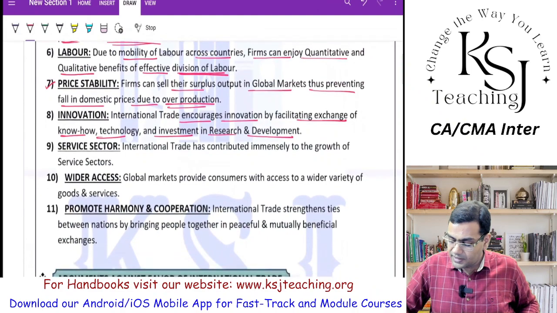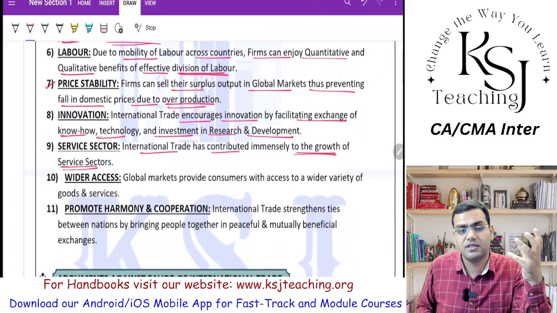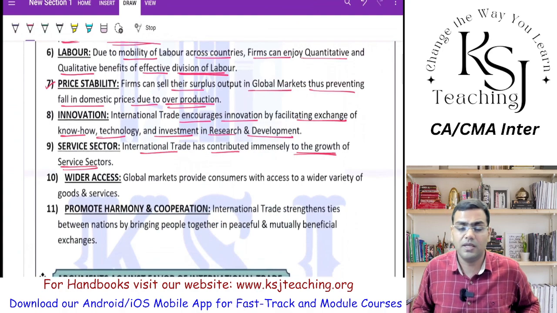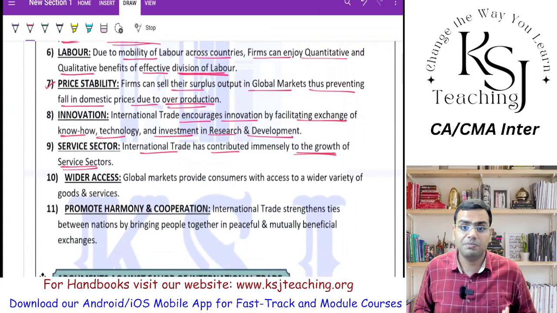Service sector. International trade has contributed immensely to the growth of the service sector. Obviously, sir, today sitting in India, I can provide services to any person sitting in the USA. I can provide IT services to any person sitting in Europe, right? Anywhere in the world, I can provide IT services, and I have experienced that. I have a personal experience relating to that.